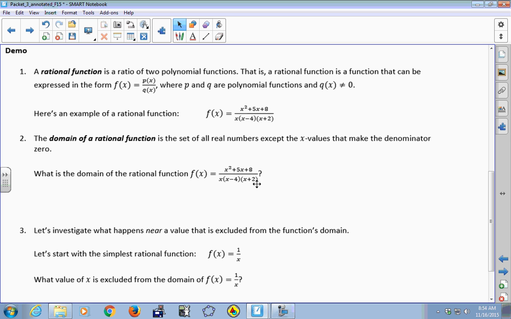What would be the degree of this polynomial expression in the denominator? What would its degree be? If you multiplied it all out. 3, because you've got 3 linear factors.